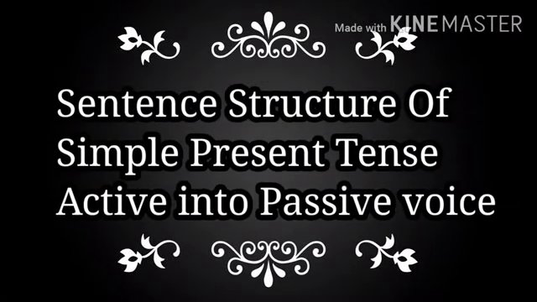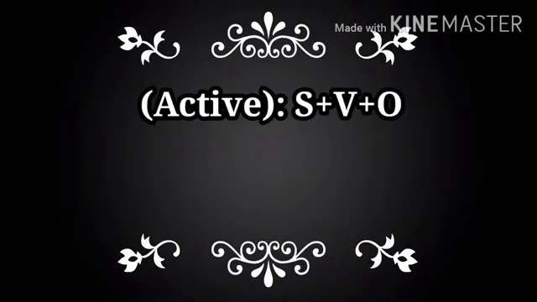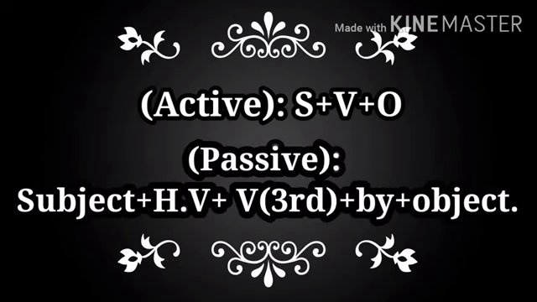Now I will tell you what is the structure of simple present tense while we change active voice into passive voice. In active voice we have subject plus verb plus object. While changing active into passive voice, subject becomes object, object becomes subject. So first we put the subject, then the helping verb according to the tense or subject, third form of verb, preposition by, after that the object, which is the subject that became object. In this form we will change simple present tense or present indefinite tense into passive voice.